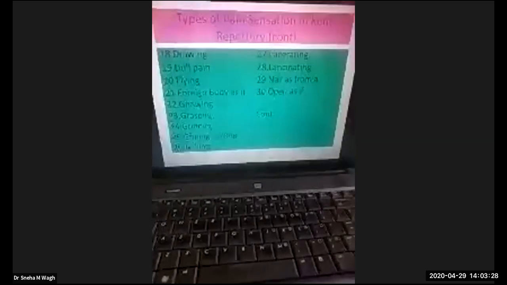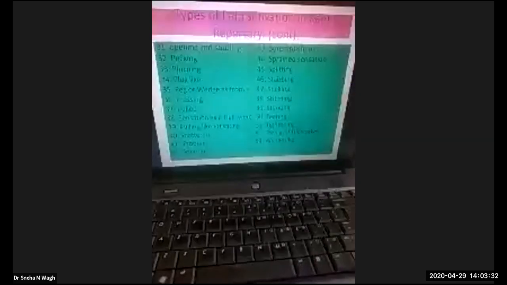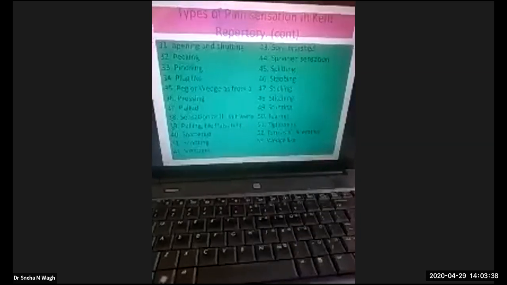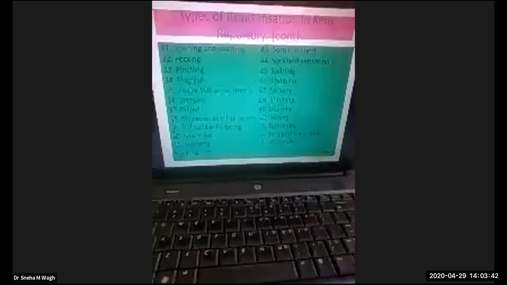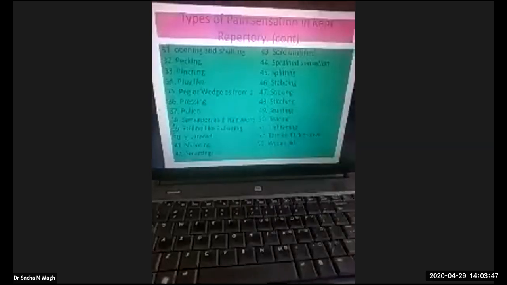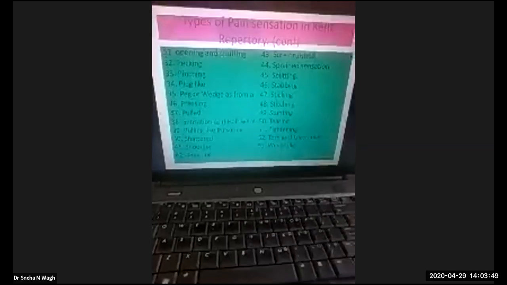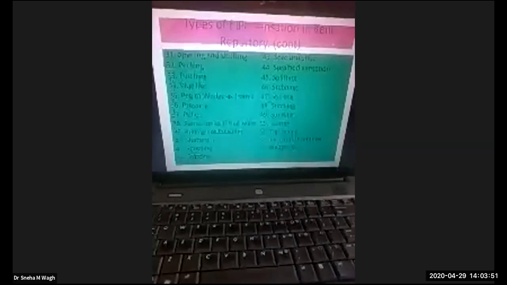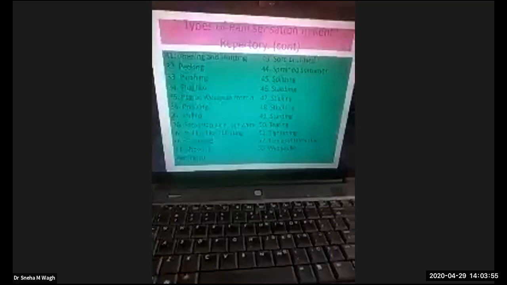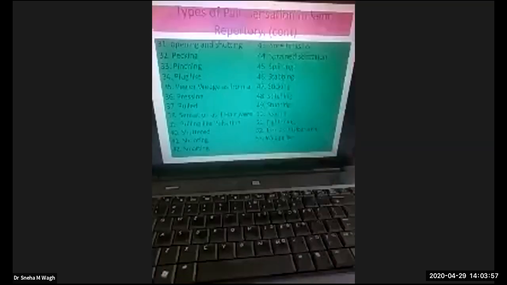type of pain, jerking pain, lacerating pain, lancinating pain, then pinching pain, plug-like pain, pressing pain, pulling like, shattered pain, shooting pain, smarting pain, sore, bruised, sprained sensation like, stabbing pain, sticking pain, stitching pain, stunting pain, tearing pain, torn as if in ulcerative type, wedge-like pain. So these are the different types of pains covered in Kent repertory.